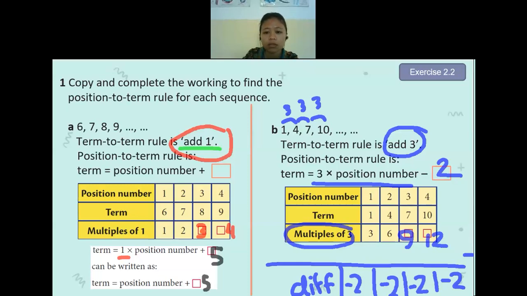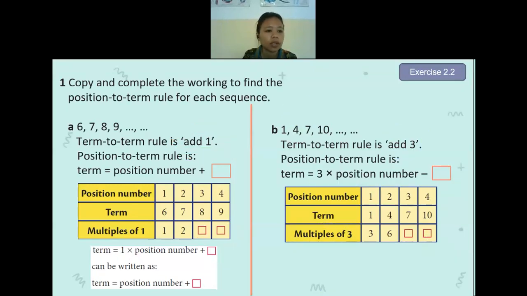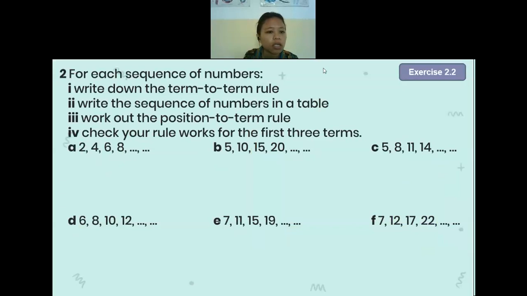Okay. For question 2, what do we have in here? We have to write each sequence of numbers. The first thing we have to do is find the term to term rule. Anyone want to help me find the term to term rule for question 2A? What is the term to term rule?